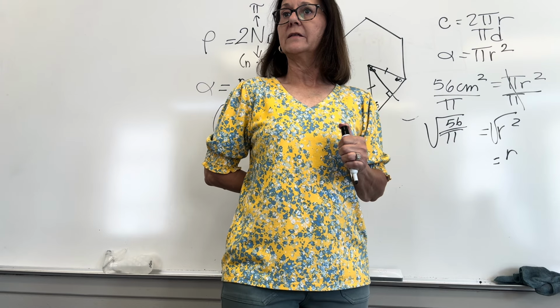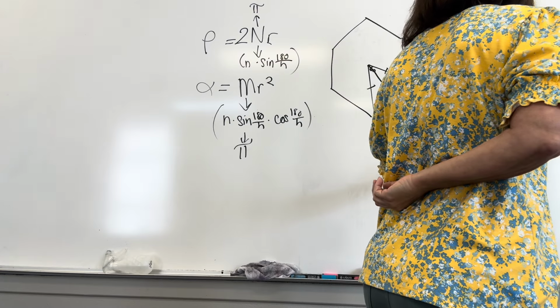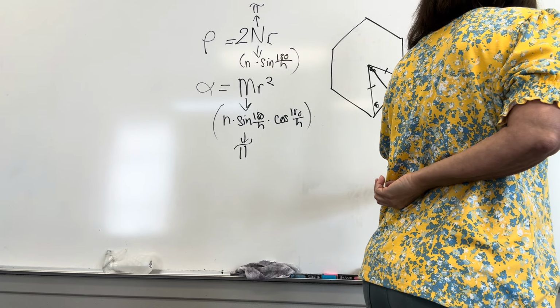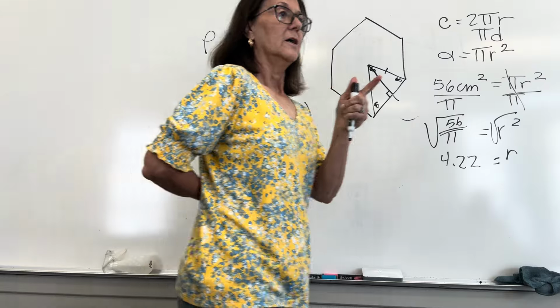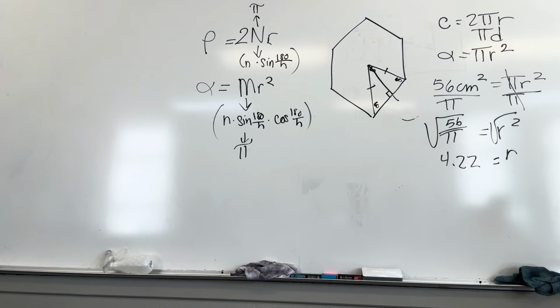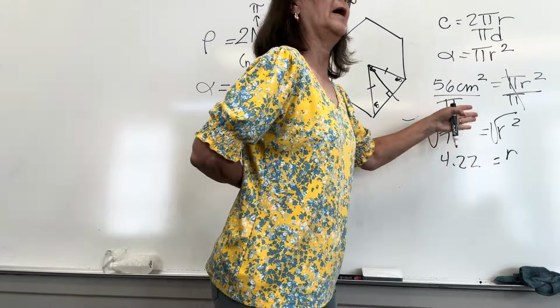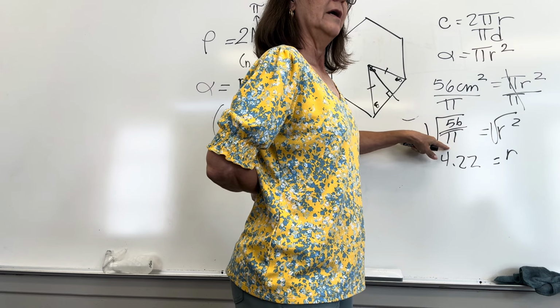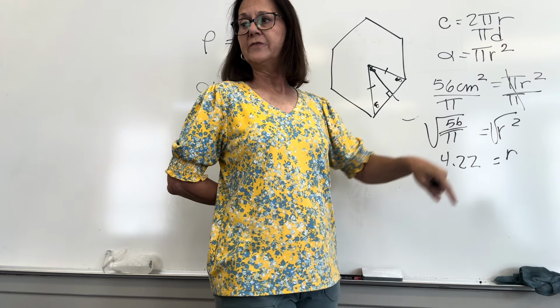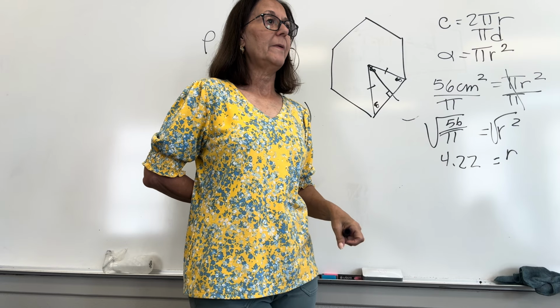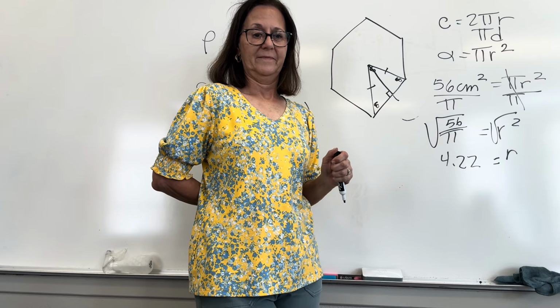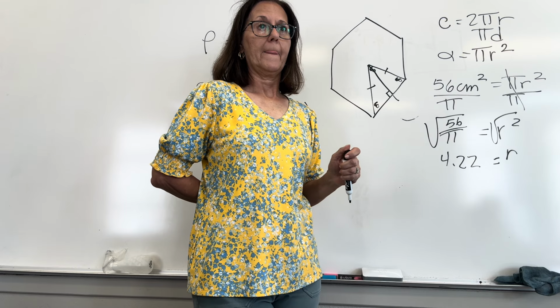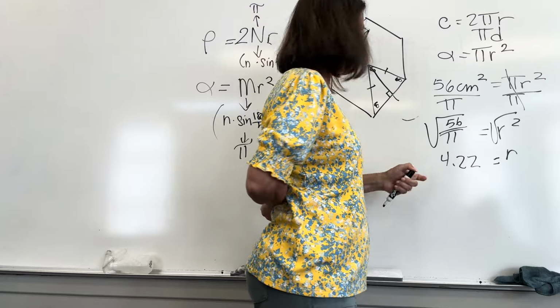Helen, what'd you get for the radius? 4.22. Anybody else get that? Yes. What do you type in? Square root, put in a fraction. Use the fraction button. And then you're going to put 56 over, and you're going to input pi, which is shift. Do you see pi on your calculator? Yeah. And equals 4.22. Yep.